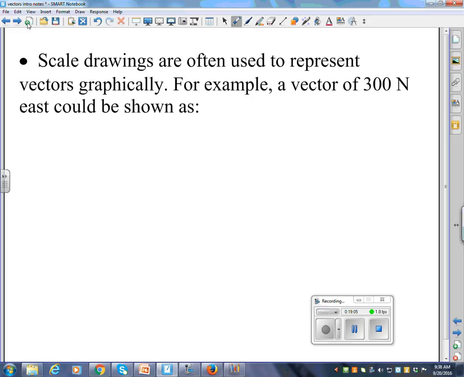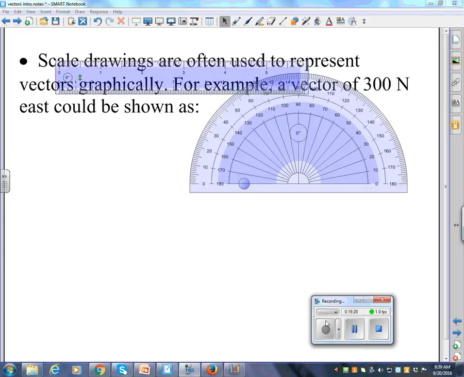Now, anyone not have a ruler or protractor? I have some little protractors here you can come cut out. And I have a few rulers as well lying around. If you need one, come on up and grab one. Okay, so you got your ruler, you got your protractor.